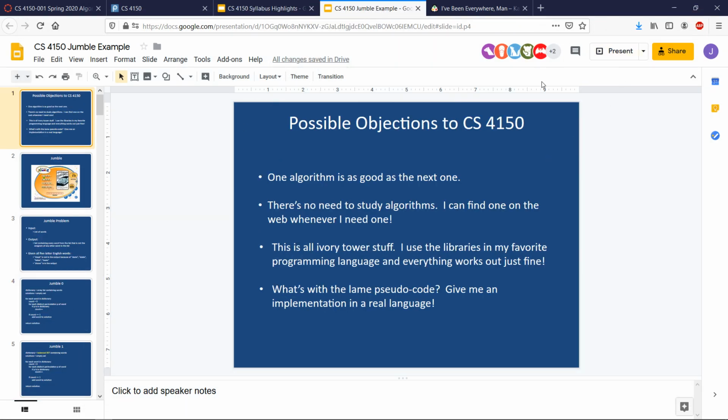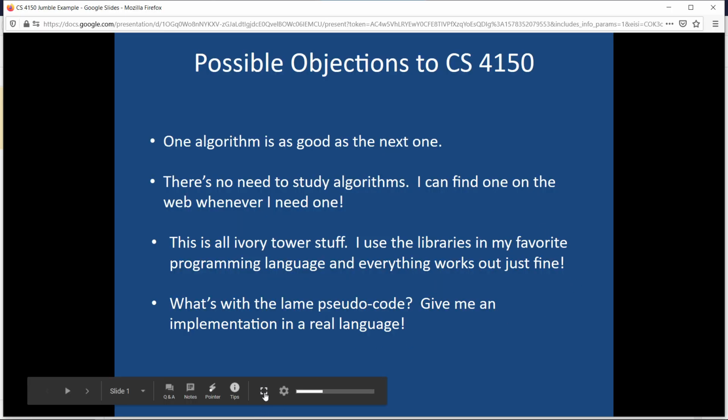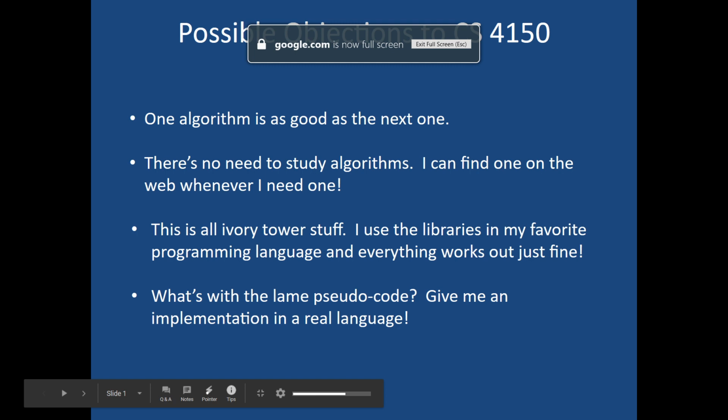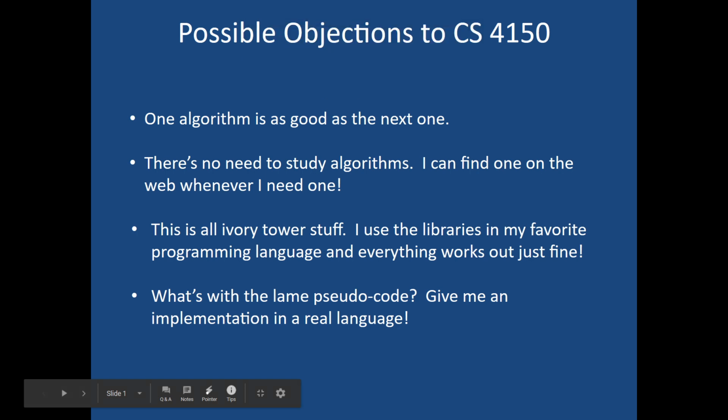All right, we're going to look at an example here. Try to set the stage for the semester. So here's what a cynic might say about 4150. Why it's a useless course, let's say. So they might say, one algorithm is as good as the next one. If I know one way of doing something, then that's enough. There's no need to study algorithms because I can find one on the web whenever I need one. I'll just go to Stack Overflow and say, what algorithm should I use for this problem?